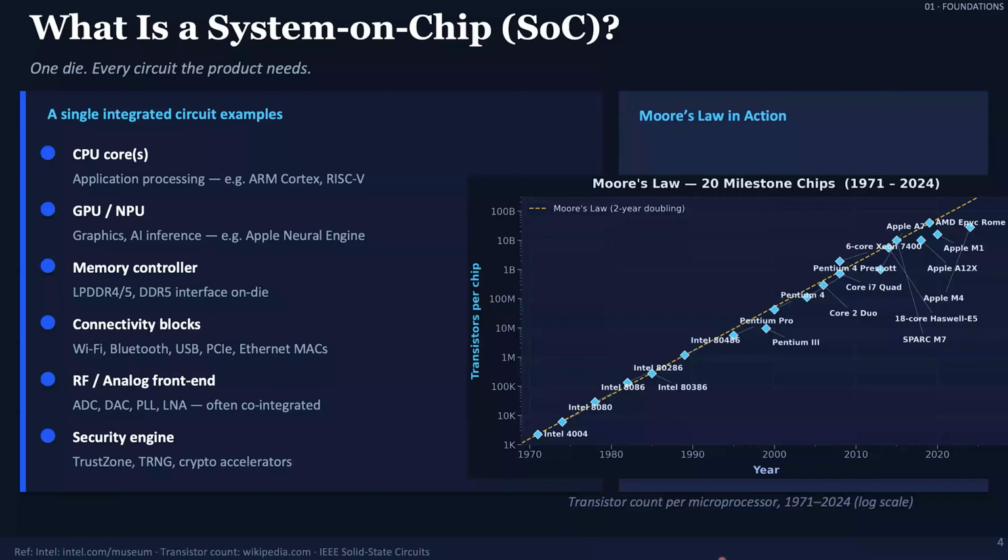So the key idea of this slide is simple. The SoC is a product of decades of progress in semiconductor technology, and Moore's law is one of the central reasons that this extraordinary integration became possible.